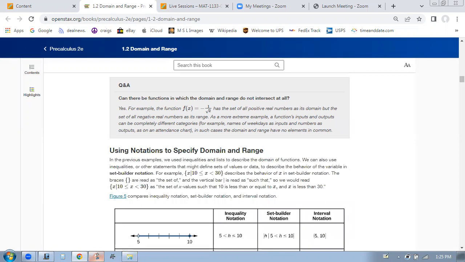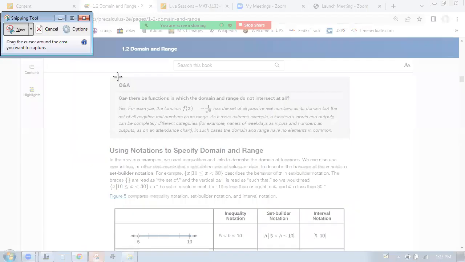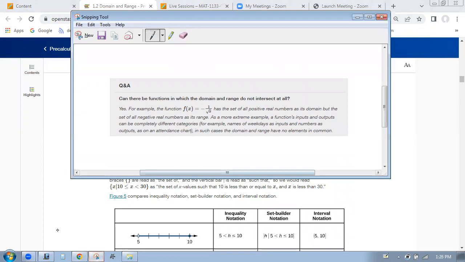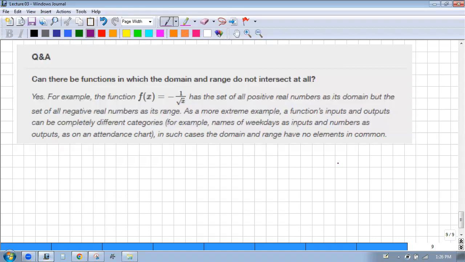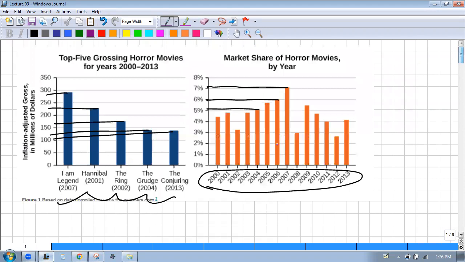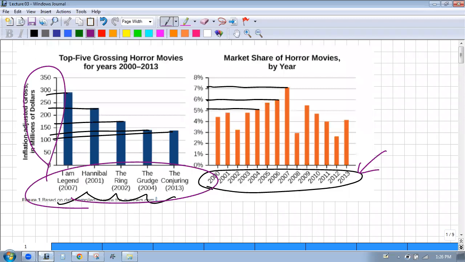Here's a good question. Can there be functions in which the domain and range do not intersect at all? Absolutely. The domain and the range are two totally separate universes. If you think about these up here, the domain is movie titles and the range is numbers. Over here, the domain is dates and the range is percentages. There doesn't have to be any connection between domain and range other than that your function takes one as input and the other as an output, okay? You don't have to have anything in common.